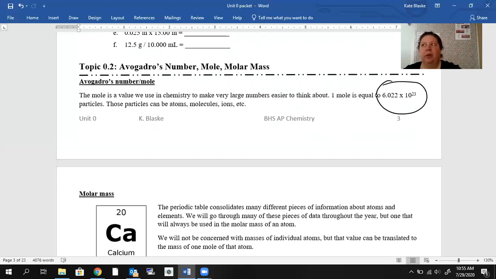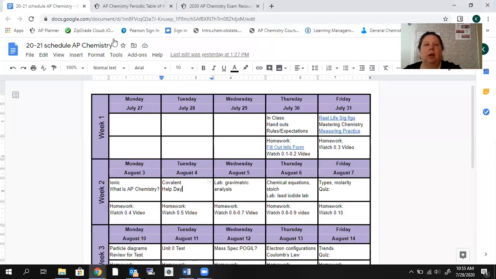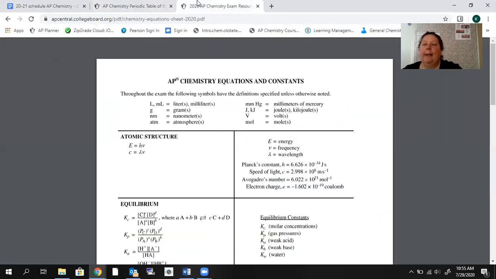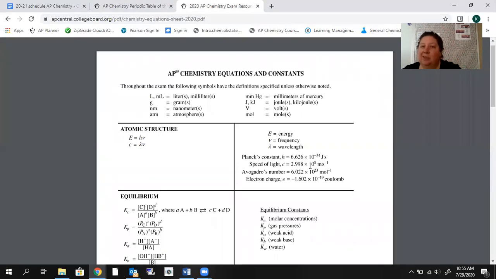We use that number to help us keep track of tiny things like atoms and molecules and particles because they are so small. Talking about single atoms is sort of not useful to us. So this mole value becomes much more useful to us. This number, 6.022 times 10 to the 23rd, is Avogadro's number. If you do not remember that, on your periodic table and equation sheets that you were given on the first day of school, Avogadro's number is right here on the very first page of your blue equation sheet. So if you ever forget it, it's right there. You can always look it back up.